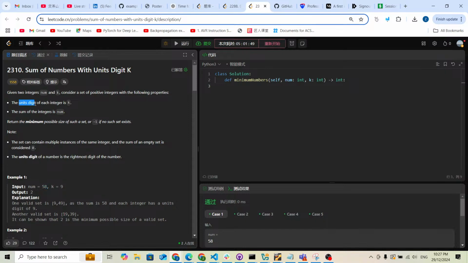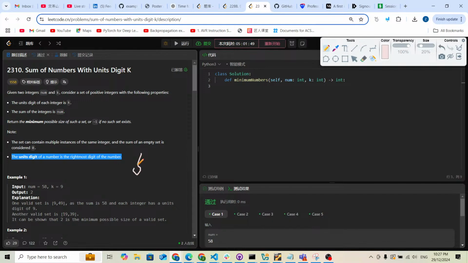So what is the unit digit? From the note, the unit digit of a number is the rightmost digit of the number. Now I understand. For example, this is 58, and the unit digit is going to be 8. And we just want to find some numbers with the unit digit k. For example, we can find the number 9, and another number maybe 49. So there are going to be a minimum of two numbers, and the sum is 58 because 9 plus 49 is 58.